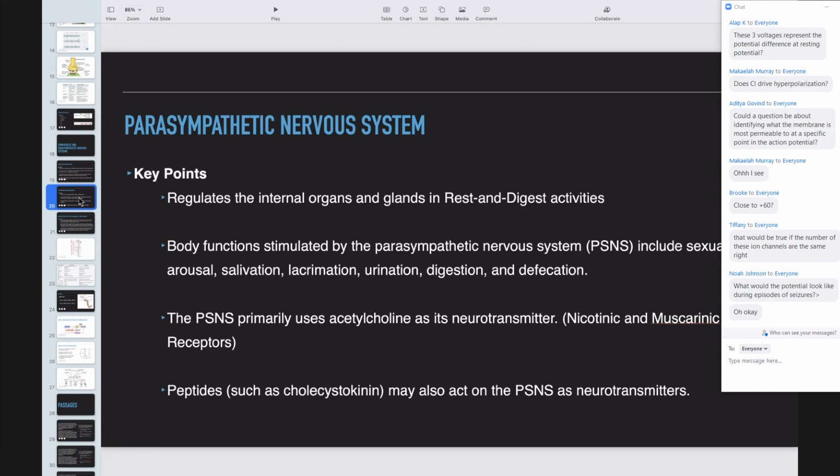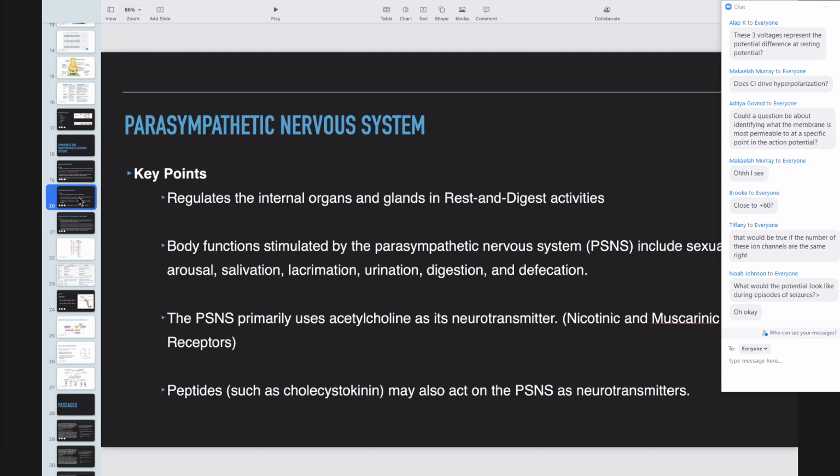So they do innervate the same organs, but they use different receptors. The parasympathetic nervous system uses cholinergic receptors. And cholinergic means it recognizes acetylcholine. So the parasympathetic nervous system's neurotransmitter is acetylcholine. And its two types of cholinergic receptors are nicotinic and muscarinic receptors. So if you see nicotinic, muscarinic, think acetylcholine.